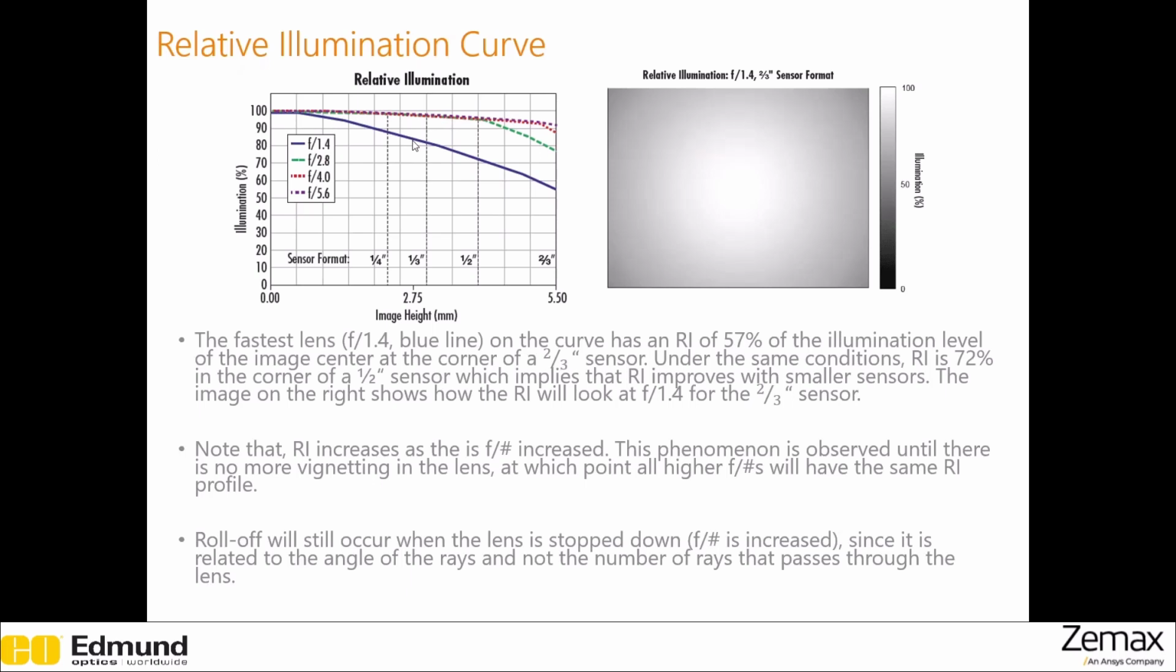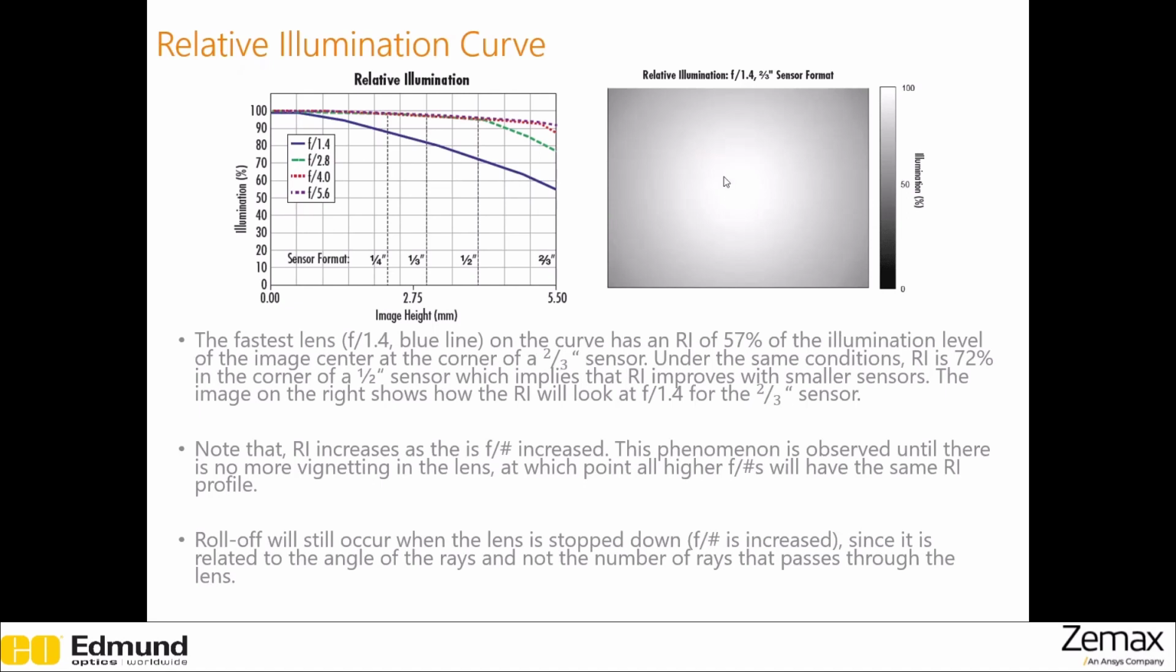This nice demonstration shows the effect of sensor size and f number on RI. As we know, lenses with lower f numbers are known as fast lenses, which essentially means the light throughput is higher here compared to lenses with high f numbers. As you can see here, the f1.4 lens has an RI of 57% at the corner of a 2/3 inch sensor. For the same lens, RI is 72% at the corner of a 1/2 inch sensor. This implies that the relative illumination improves if you reduce the size of the sensor.